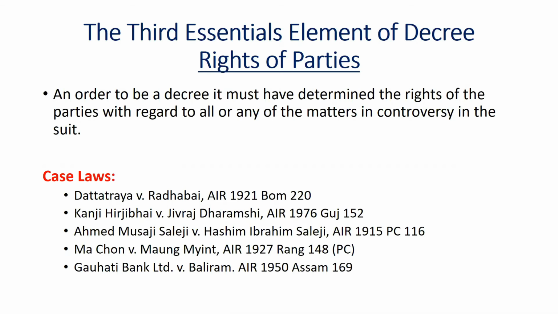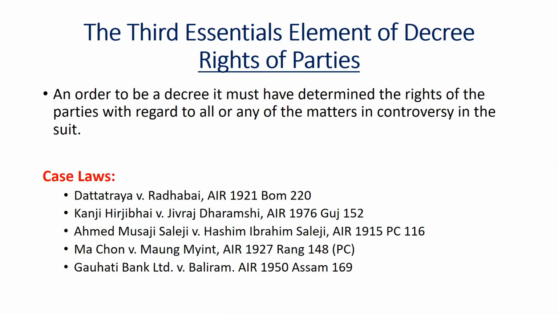In Maung Po versus Maung, AIR 1927 Rangoon 148 PC case, the Privy Council held that there must have been an adjudication on the rights of the parties. And in Gauhati Bank Limited versus Baliram, AIR 1950 Assam 169 case, the court held that an order of dismissal for default of appearance is no determination of right of the parties and therefore no decree. मतलब अगर कोई person appearance में default कर रहा है, तो उसके खिलाफ जो order निकलेगी उसको डिक्री नहीं बोलेंगे.